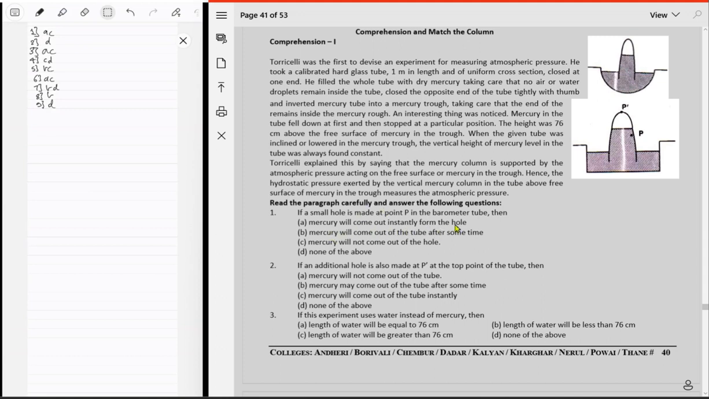Mercury will not come out of the hole. After some time, well, yeah, that looks correct. Wait, no, it won't come outside. It's just that this level will actually drop, right? It will not come out of the hole, none of the above. We will have pressure P naught introduced over here, right? Then it's going down. Does it even come out? I have no idea. I don't think it will come out of the hole. So C must be the thing. So yeah, I think C is the thing.